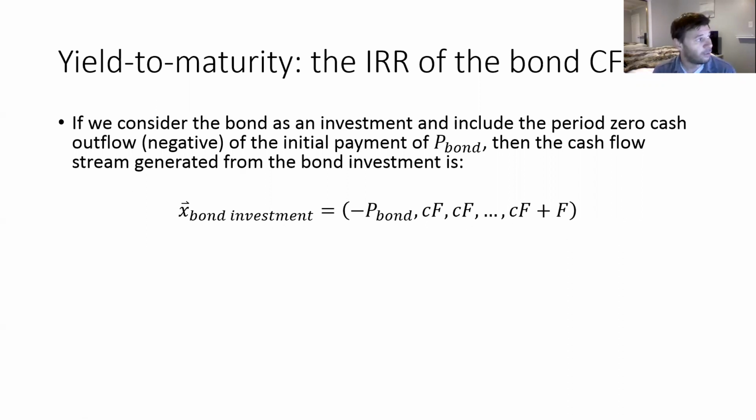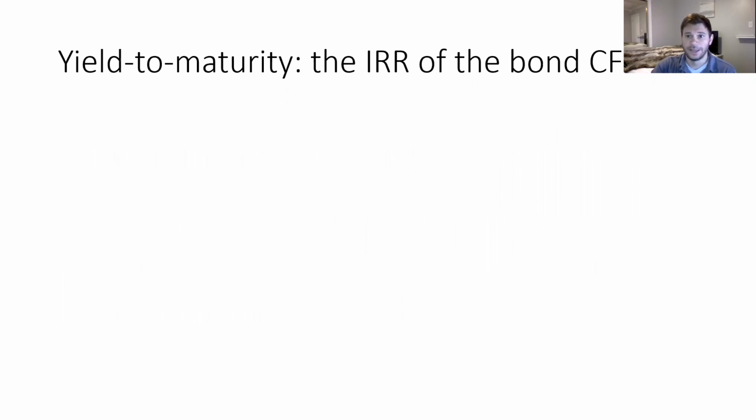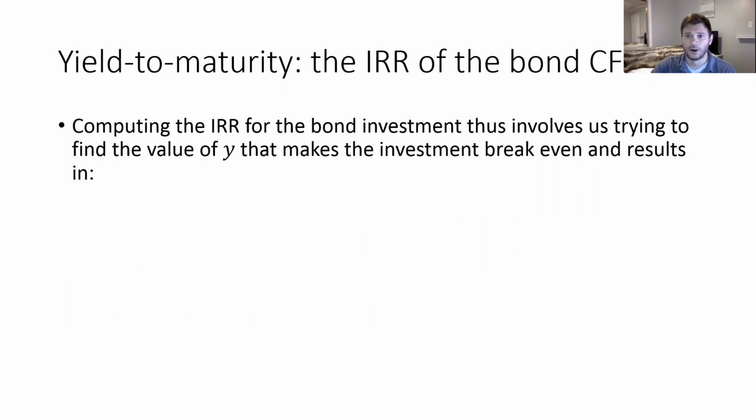So now we're writing out a slightly different cash flow stream. This isn't the cash flow stream of just the bond's payments. This is also including our initial investment cost. And if we wanted to compute the internal rate of return for this investment, how do we do that? Well, we would take that cash flow, calculate the net present value, set it to 0, and then solve for the interest rate. So let's go ahead and do that. Let's compute the IRR by solving for the interest rate on that bond.